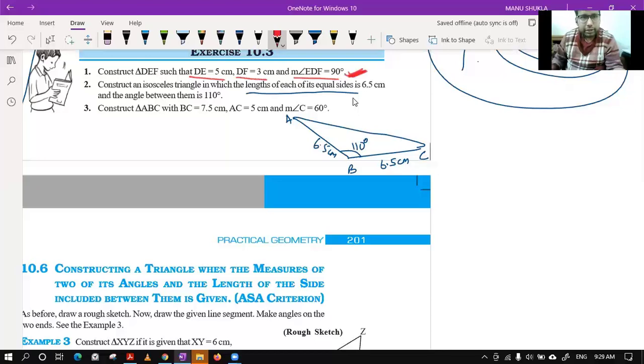Okay. The second one we were doing is this one. So this 110 angle is actually possible using a compass. Roughly only it was done for question number one. Okay, let's do the first one properly.